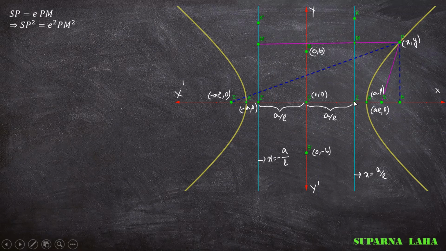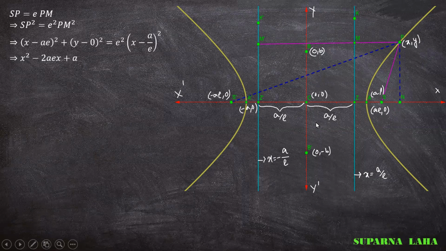That is, you can write this CZ. Okay, so CS minus CZ, this value. So (x minus a) the whole square plus (y minus 0) the whole square equals e square into x. This total distance is x Cn minus Cz. That is a upon e. That is (x minus a) the whole square. Now break the square both sides and establish the equation of the hyperbola.